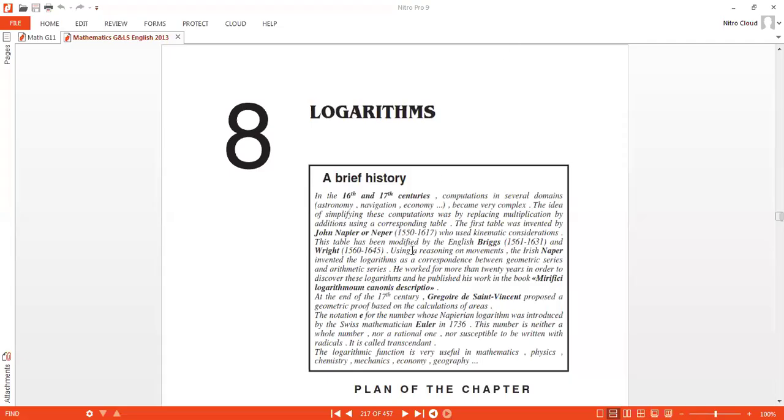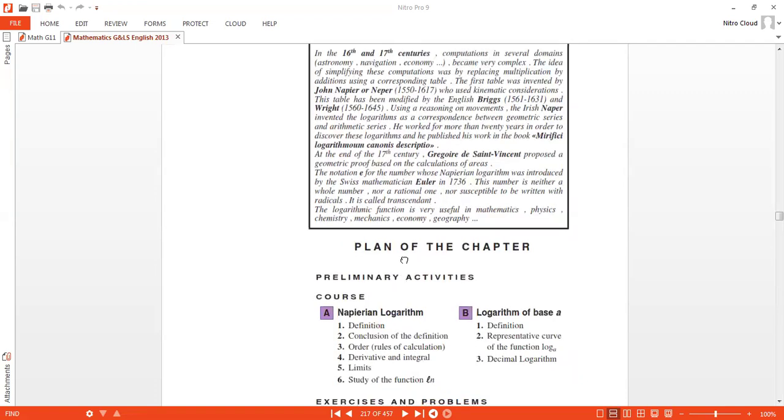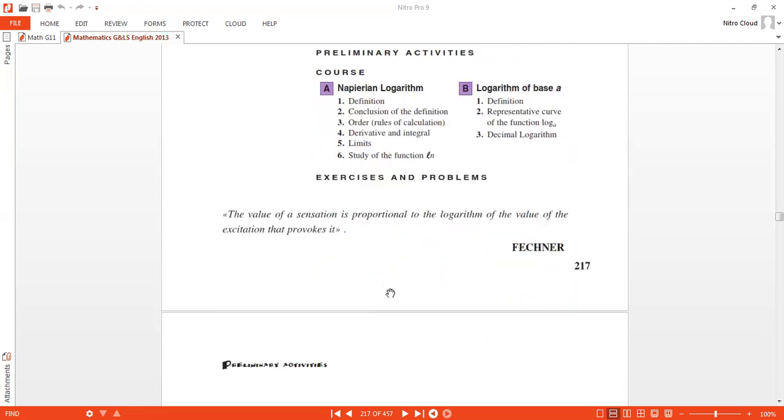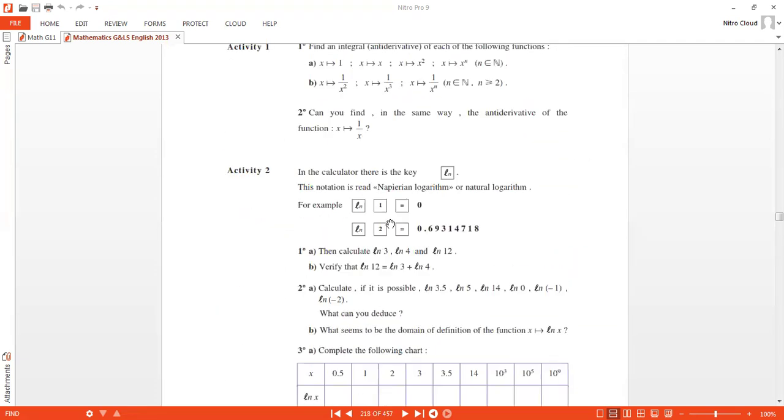So this week we have continued our lesson, which is logarithmic function. Last week we talked about how to find the domain of definition of a logarithmic function. This week we learned the rules of calculations on logarithmic functions, and we started with limits. So let us make a quick revision of the things that we have learned this week.